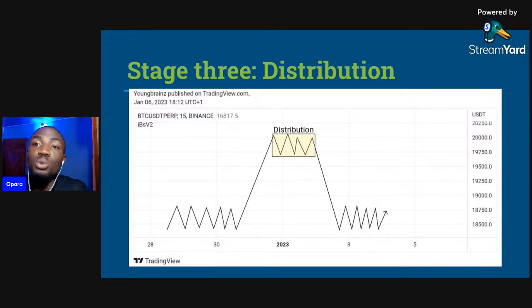But someone that's not informed would end up going to buy the distribution because the market was previously pumping and he thought this is going to pump forever. You know, when the market is pumping, everybody thinks the market is going to pump forever. It's never going to dump.